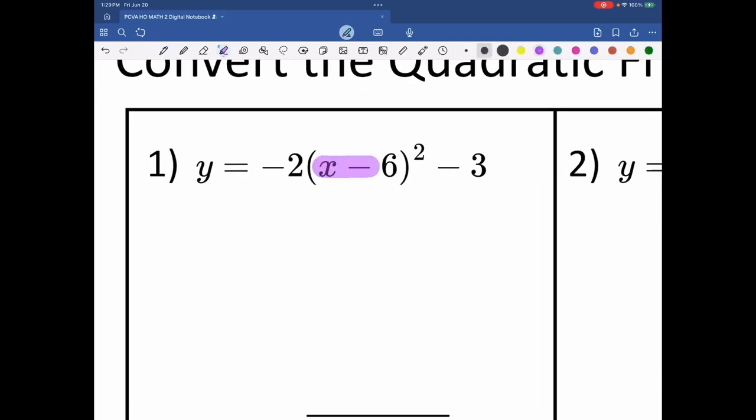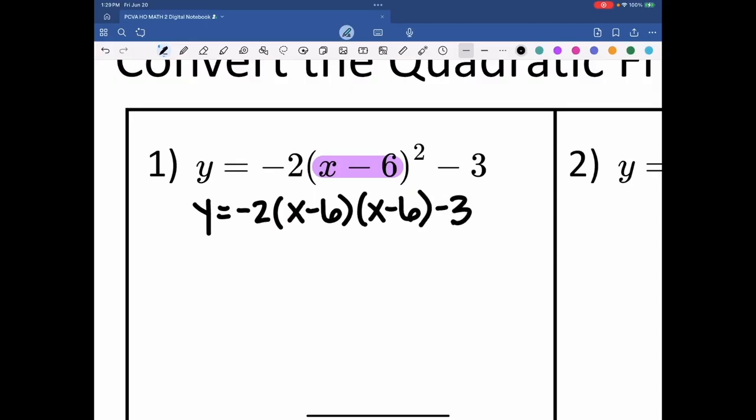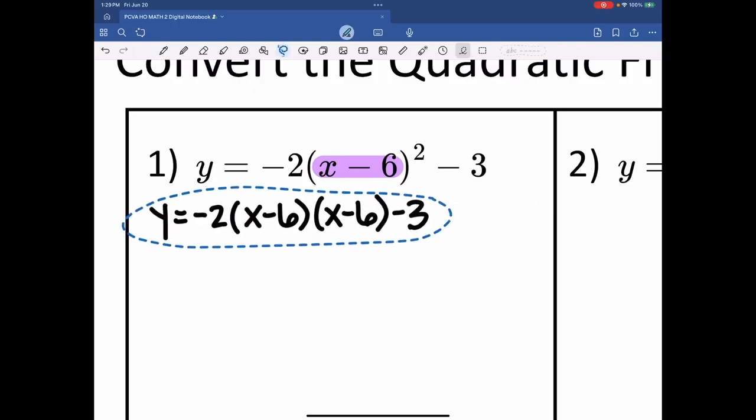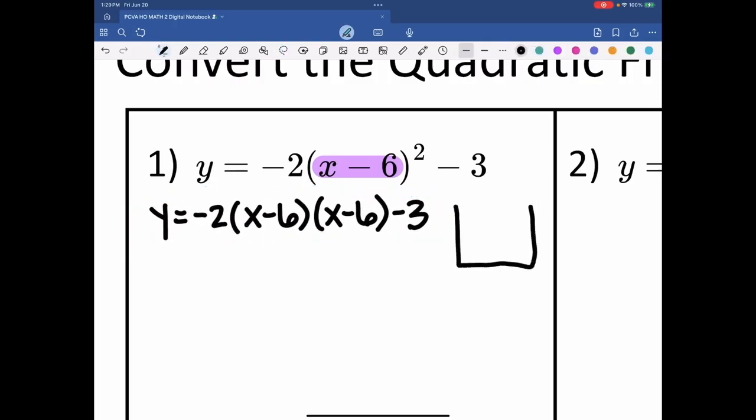So remember, the squared means that there are 2 of those. So this is going to be negative 2 times x minus 6 times x minus 6, minus 3. Now, I'm going to use the box method for these. If you want to use the FOIL method or just simply distributing, you are more than welcome to do that. I'm going to multiply just the x minus 6 and the x minus 6 first. So we got x and negative 6, x and negative 6. So that's x squared minus 6x minus 6x, and then we have positive 36.